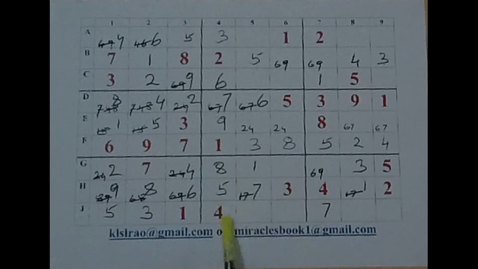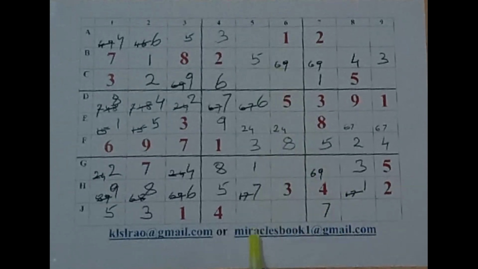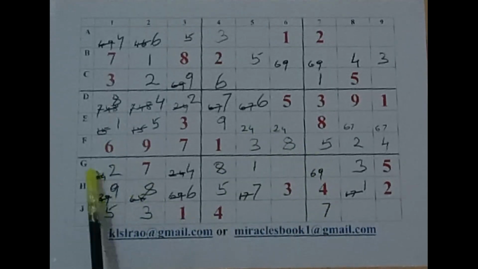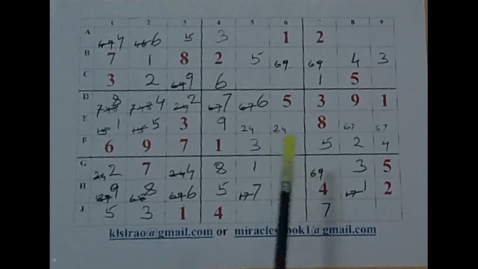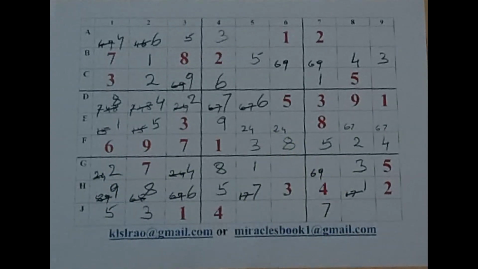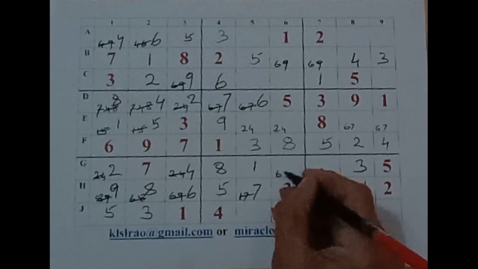We require 2, 6 and 9. 2 here, 2 there, 2 places for 2, 6 there, 2 places for 6, we don't have cross 6, okay. Now, this row G can be completed by 6 and 9 here. Okay, let us do it.